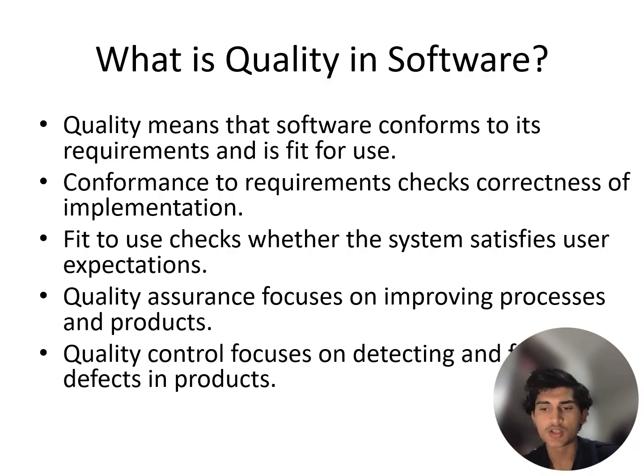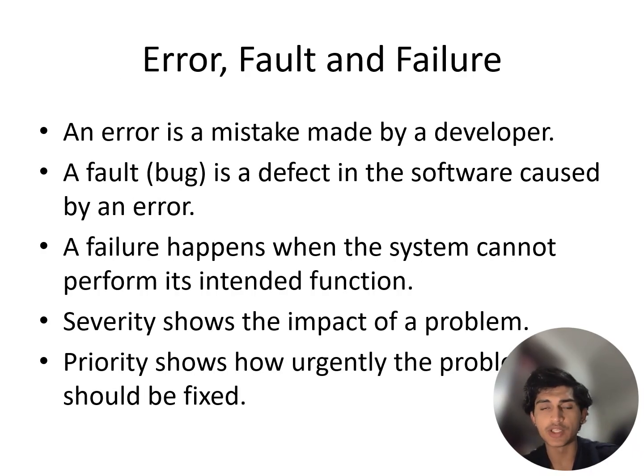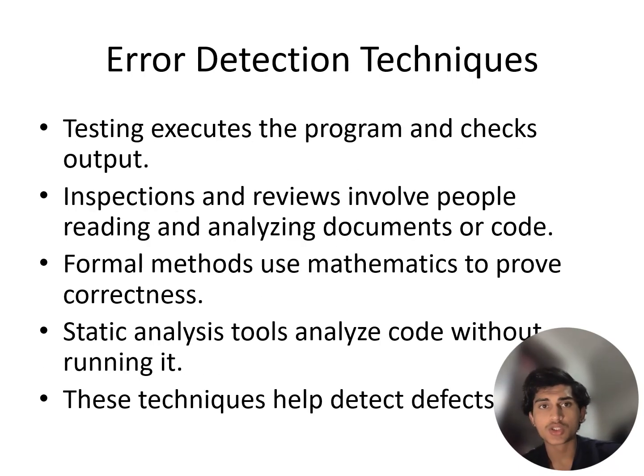processes and products. Moving on to the next slide, we will learn about error, fault, and failure. An error is a mistake made by a developer, whereas a fault or a bug is a defect in a software caused by some errors, and a failure happens when the system cannot perform its intended function. So that was it all.